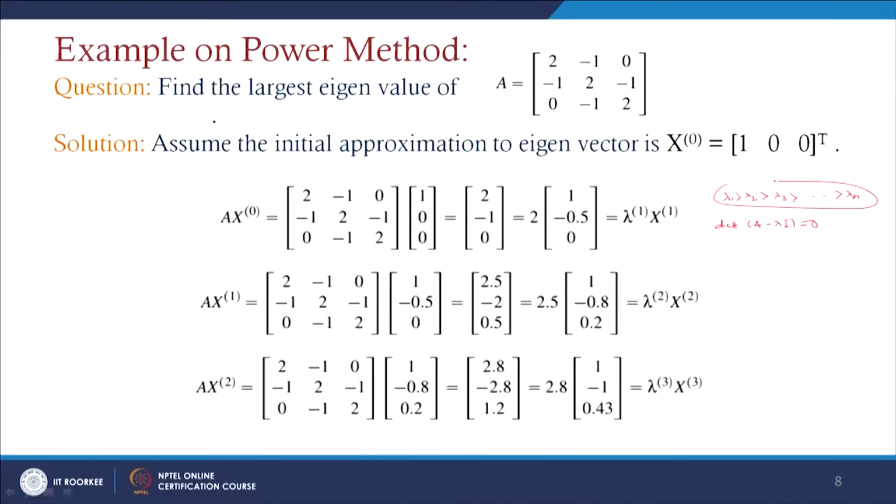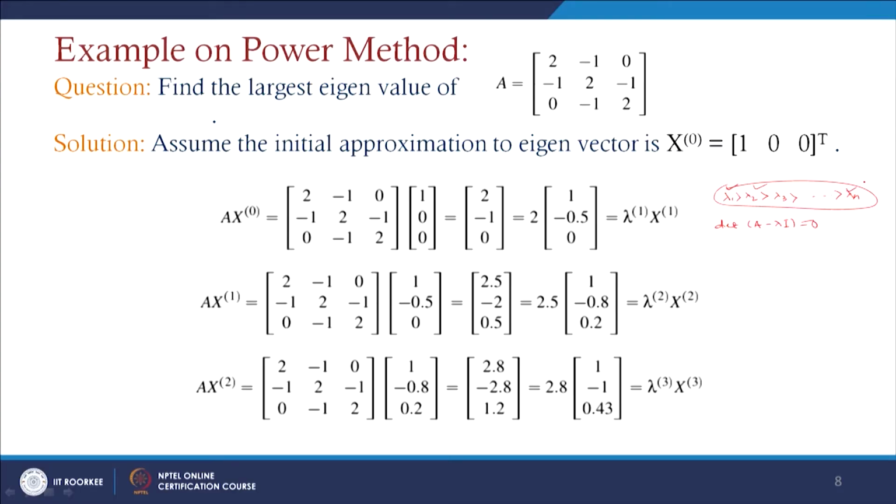And if we consider lambda 1, lambda 2 up to lambda n arranged in this form, and each lambda i is distinct, then the eigenvectors are linearly independent. If the eigenvalues are distinct, we will have n linearly independent eigenvectors associated with these distinct eigenvalues.